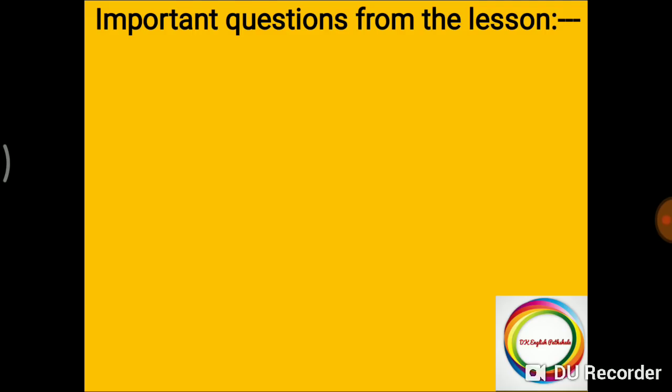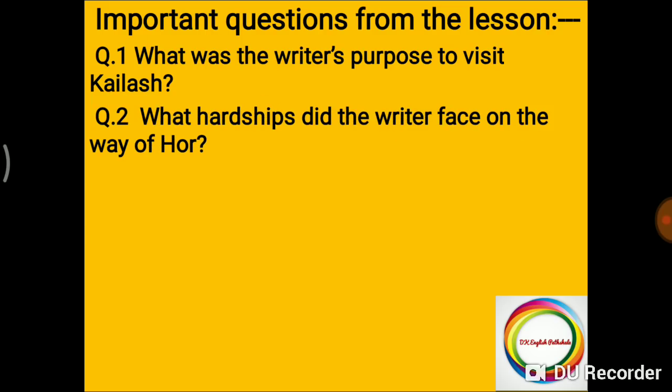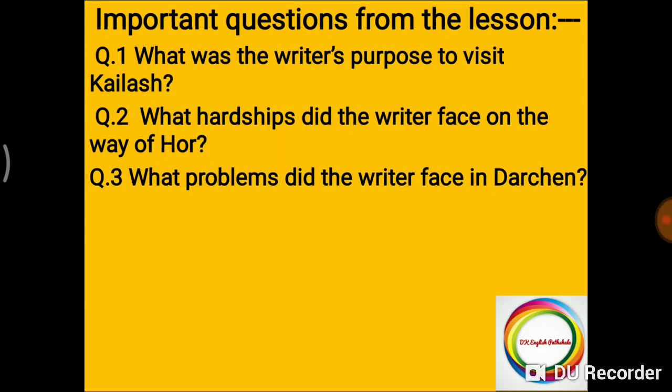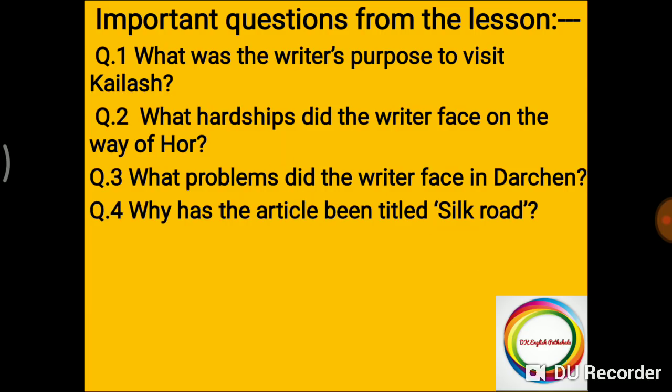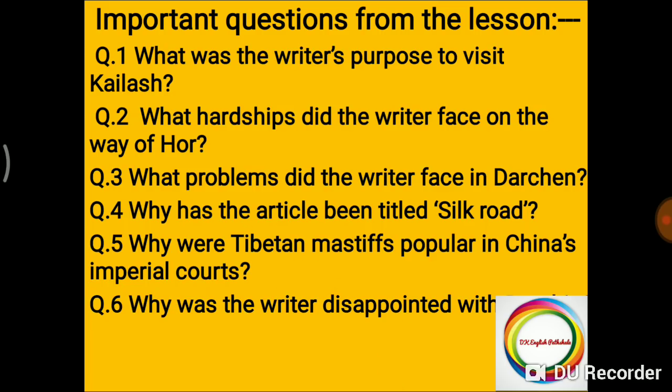Important questions from the lesson. Question number 1. What was the writer's purpose to visit Kailash? Question number 2. What hardships did the writer face on the way to Hor? Question number 3. What problems did the writer face in Darshan? Question number 4. Why has the article been titled Silk Road? Question number 5. Why were Tibetan mastiffs popular in China's imperial courts? Question number 6. Why was the writer disappointed with Hor?